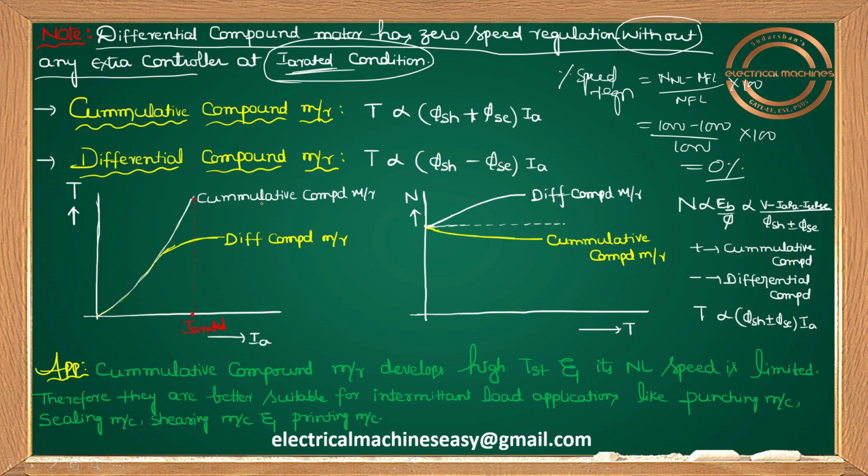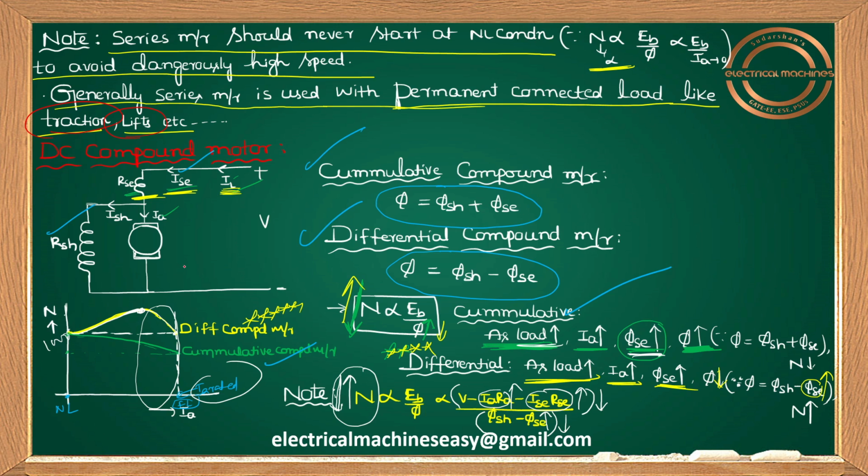Okay, so please try to understand that. Can you please tell me where I can use this differential compound motor? It's a very rarely used motor. What is the reason? See, you tell me, guys. If you see, maximum applications need that as load increases, your speed has to reduce.